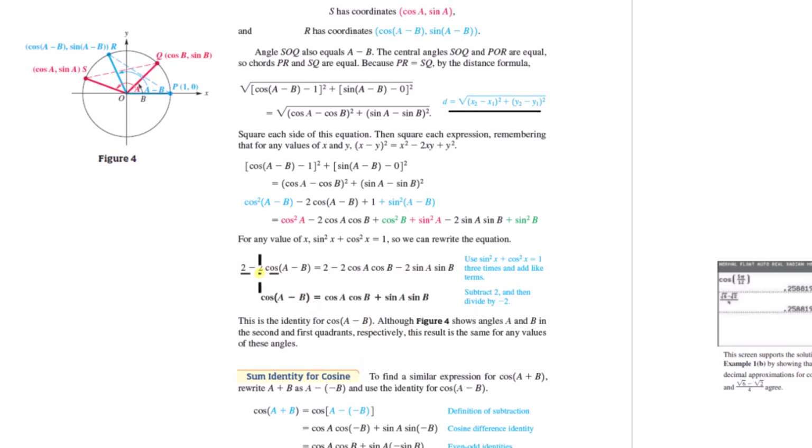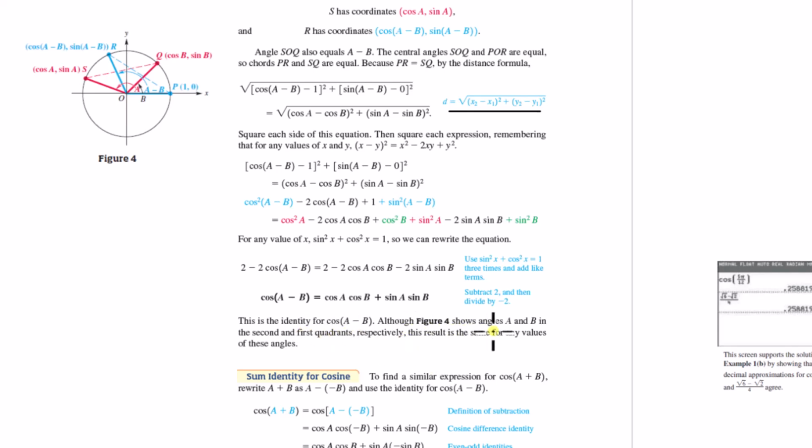Okay, then they factor out a 2 here. Or is that what they do? No, you subtract both sides by 2, and you divide both sides by negative 1, and you're left with the difference identity for cosine right there. Cosine of A minus B is equal to cosine A times cosine B plus sine of A times sine of B. So this is the identity for cosine of A minus B.